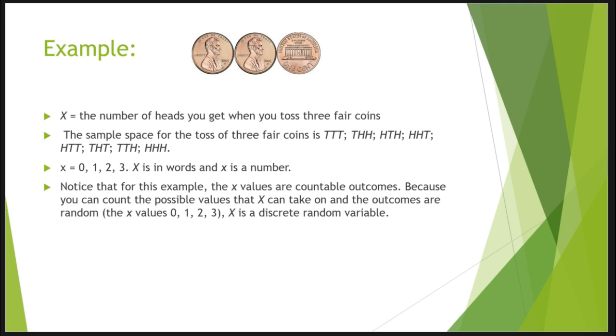Uppercase X is in words, lowercase x is in numbers. So lowercase x of 0, 1, 2, or 3 represents the number of heads you can get. You could have 0 heads, 1 head, 2 heads, or 3 heads when you toss 3 fair coins. Notice also for this example, the x values are countable outcomes. Because you can count the possible values that uppercase X can take on and the outcomes are random, we say that this is an example of a discrete random variable.